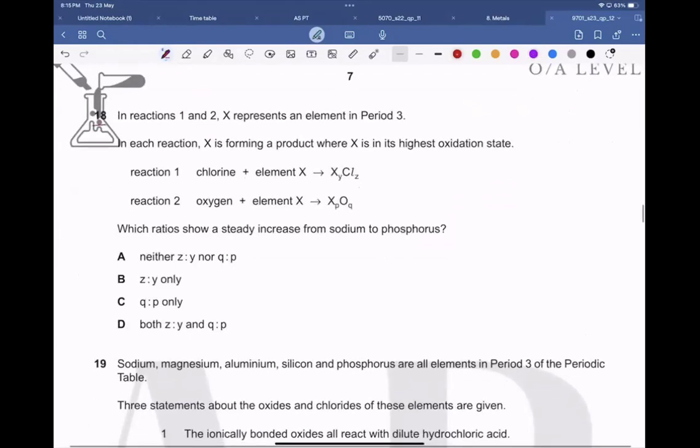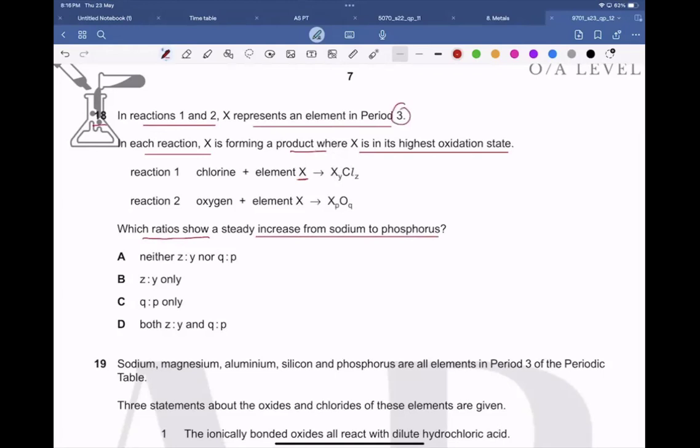Now question number 18. In reactions 1 and 2, X represents an element in period 3. In each reaction, X is forming a product where X is in the highest oxidation state. Which ratios show a steady increase from sodium to phosphorus? So if you see over here, if X is an element from period 3, as they have told you, so if X is sodium, then it is NaCl.